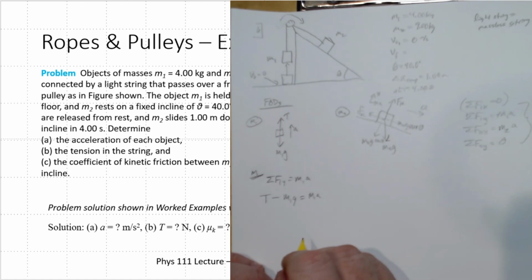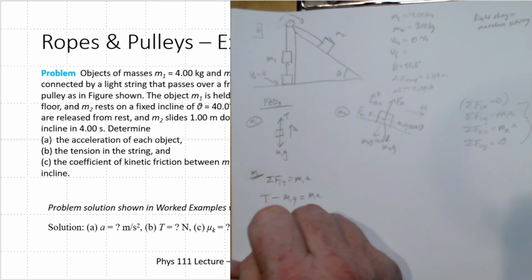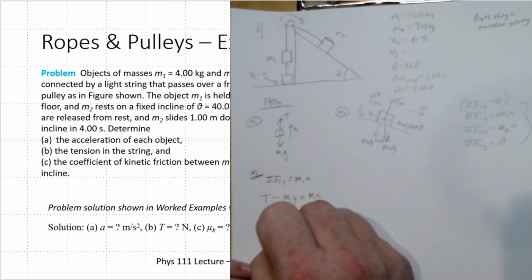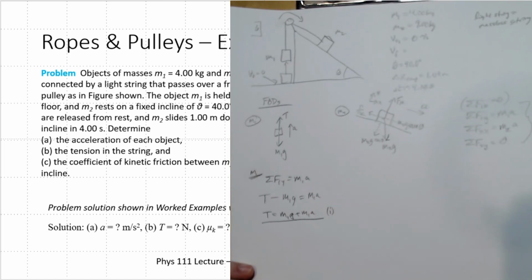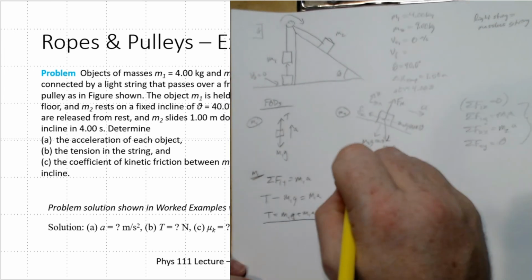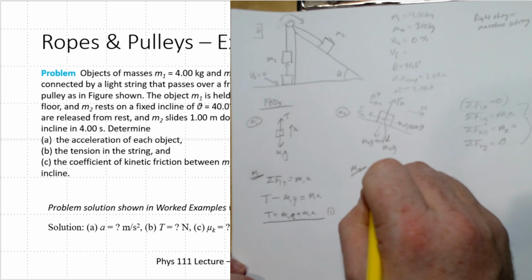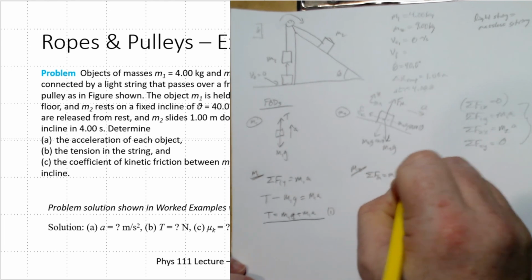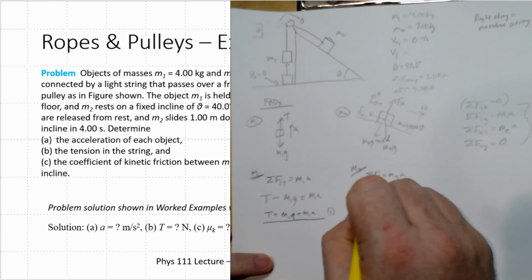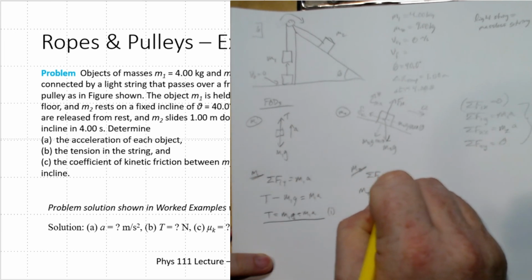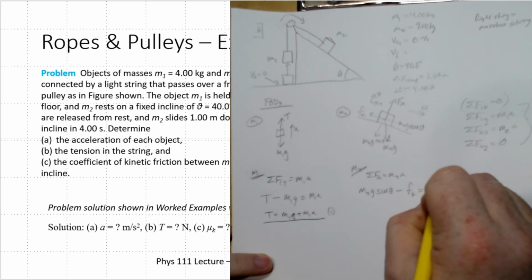The question doesn't say anything about the tension, but it does ask for the acceleration, so let's just write this as T equals M1G plus M1A. This is our first equation. Mass 2, let's jump right into it. Sum of forces in the x direction, M2A. This is going this direction, so M2G sine theta minus F sub k equals M2A.